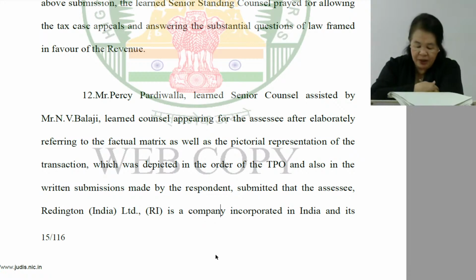So, Mr. Percy Pardiwala, learned senior counsel assisted by Mr. Invi Balaji, learned counsel appearing for the assessee. Ito naman yung mga legal counsel ng Redington, no?